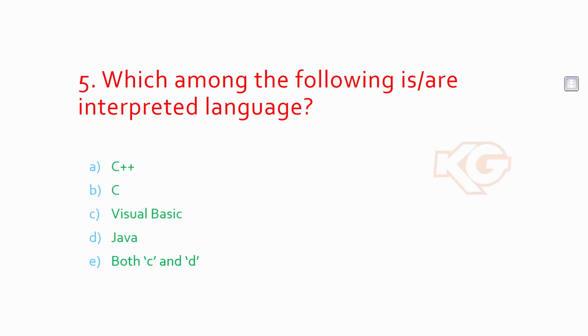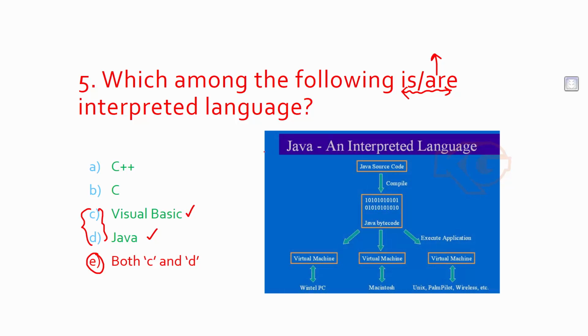Which among the following are interpreted languages? He specifically mentioned "are", meaning there could be more than one, plural. The interpreted languages are Visual Basic and Java, but in this case choosing E alone will satisfy these two. Here is a picture for Java, how it became an interpreted language. This is the compiler. It compiles the source code to zeros and ones, the binary code, Java bytecode. It is an intermediate code which can be read by the Java virtual machine, in short JVM.